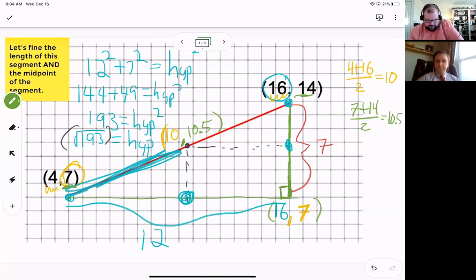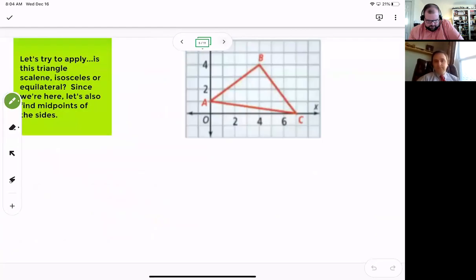Got it. All right. So now we got to decide if this triangle is scalene, isosceles, or equilateral. Those are not all mutually exclusive. Since we're here, let's find the midpoints of the sides.